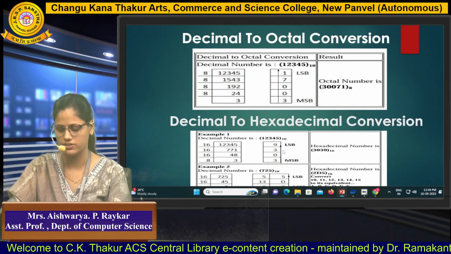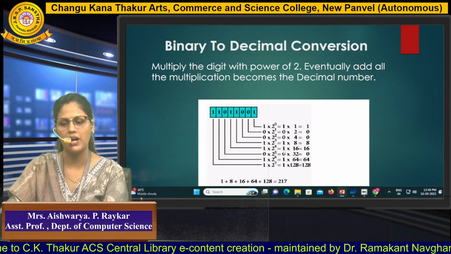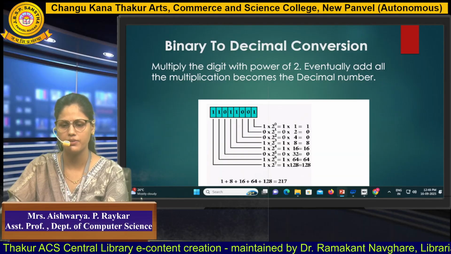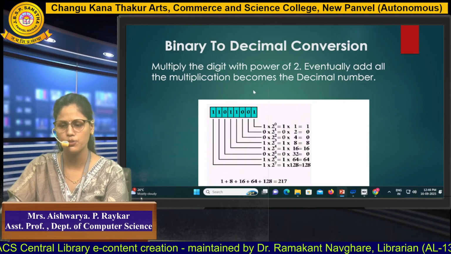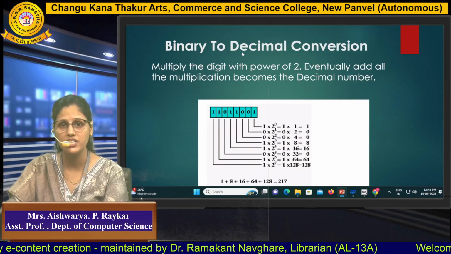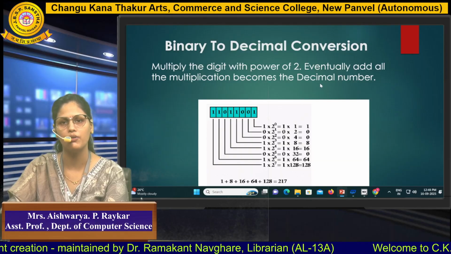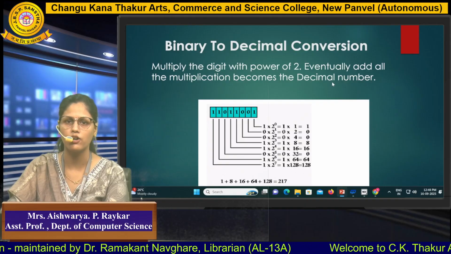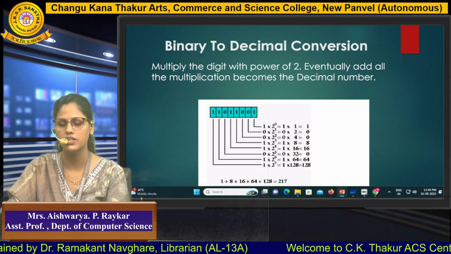Now the next is binary to decimal conversion. Now I am given a binary number and I am supposed to convert it into decimal. Then what we will do is simply multiply each digit with its power of 2, and eventually we will add all the multiplications, which will give us the decimal number.